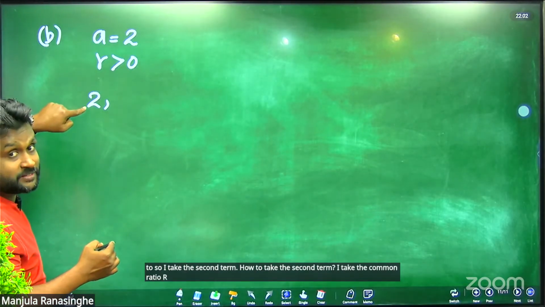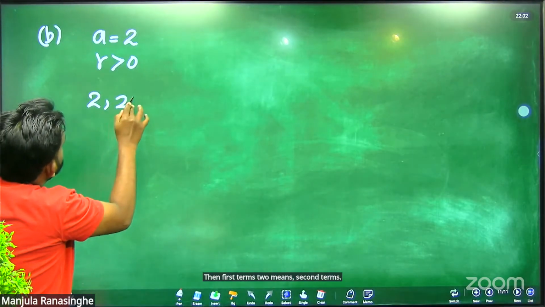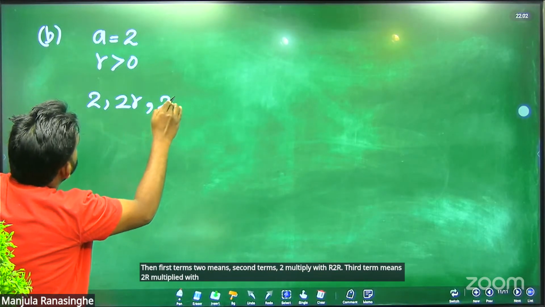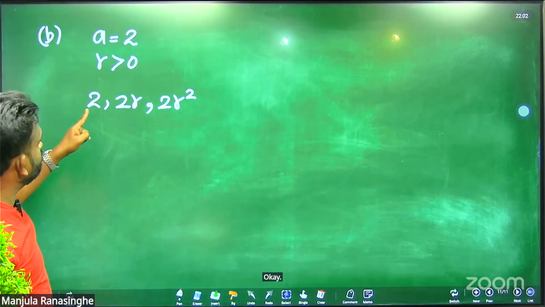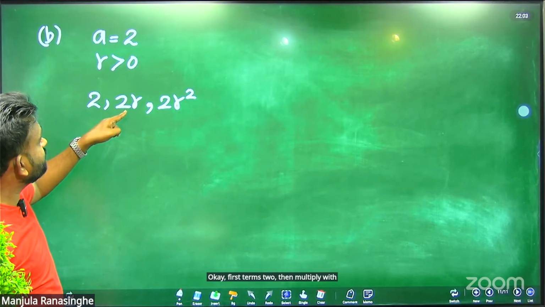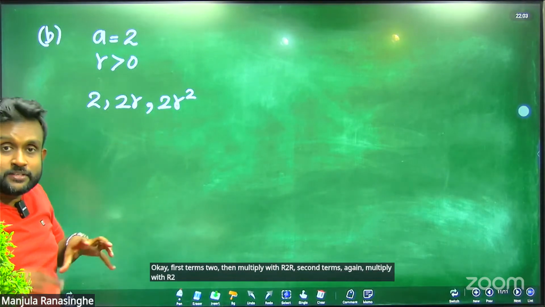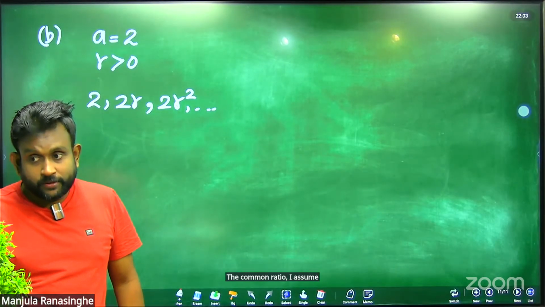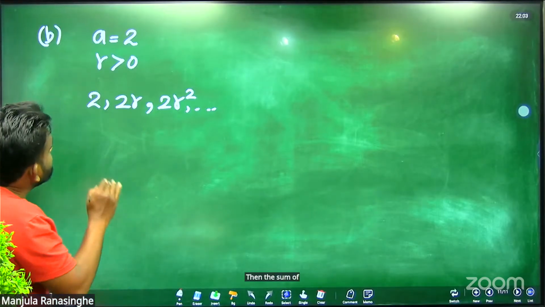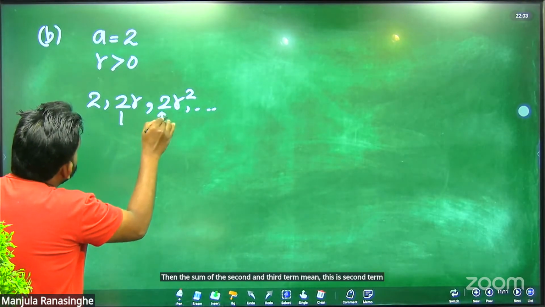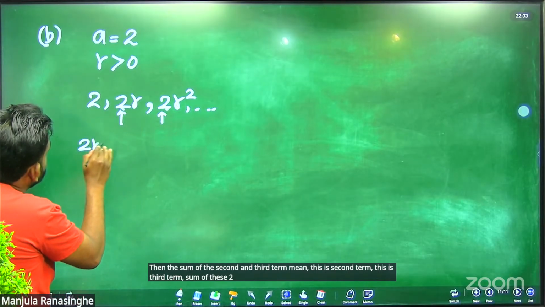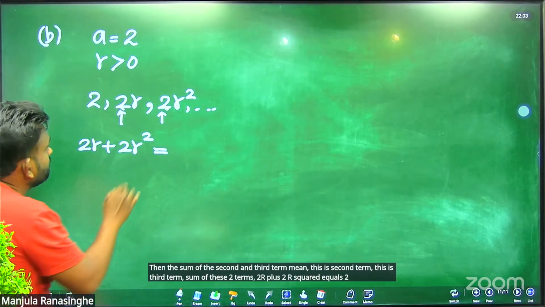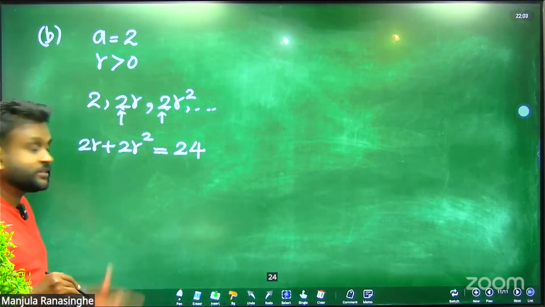Then first term is 2, so the second term is 2 multiplied by r, 2r. Third term means 2r multiplied by r, then 2r squared. First term is 2, then multiply with r gives 2r, second term again multiplied with r gives 2r squared. This is how the terms are allocated. The common ratio I assumed as r. Then the sum of the second and third terms, 2r plus 2r squared, equals 24.